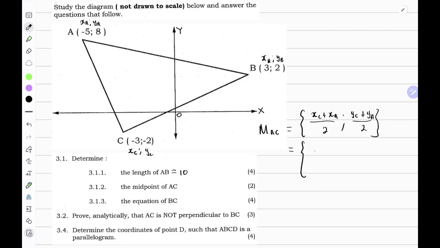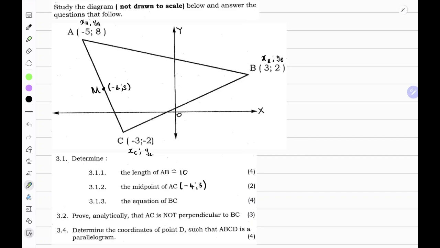XC in this case is negative 3 plus XA, which is negative 5, over 2, and YC is negative 2 plus YA, which is 8, over 2. So we can just simplify that. This is equal to negative 3 minus 5, which is negative 8 over 2, and negative 2 plus 8 is 6 over 2. So this is equal to negative 4 and positive 3.